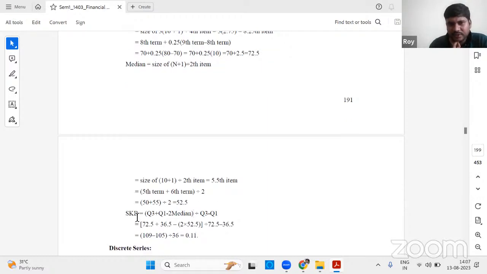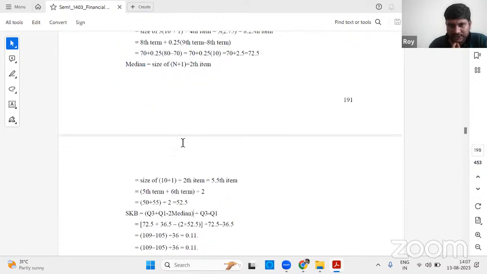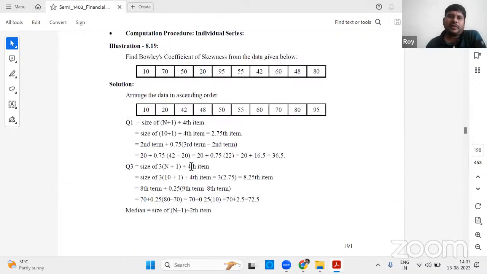Now, SKB denotes what? Skewness based on, what is his name? Bowley's. How you will get this? Q3 plus Q1 minus 2 into median divided by Q3 minus Q1. Then you will get the value. Simple. So the only thing is that by adding the formula.